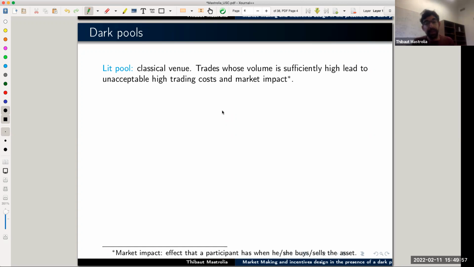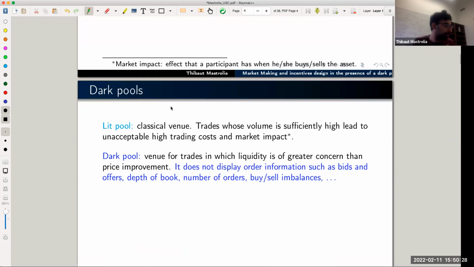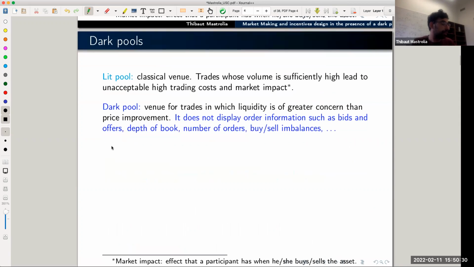So the market impact is bad for the market maker, because if you put a lot of volume on one side of the market, then on the next step, you will generate an income which is worse compared to what you would have made maybe if you reduced a little bit the volumes that you put on the market. So this is the problem of the lit pool. Just to circumvent this kind of drawback for market makers, exchanges developed another kind of venue that we call dark pools.